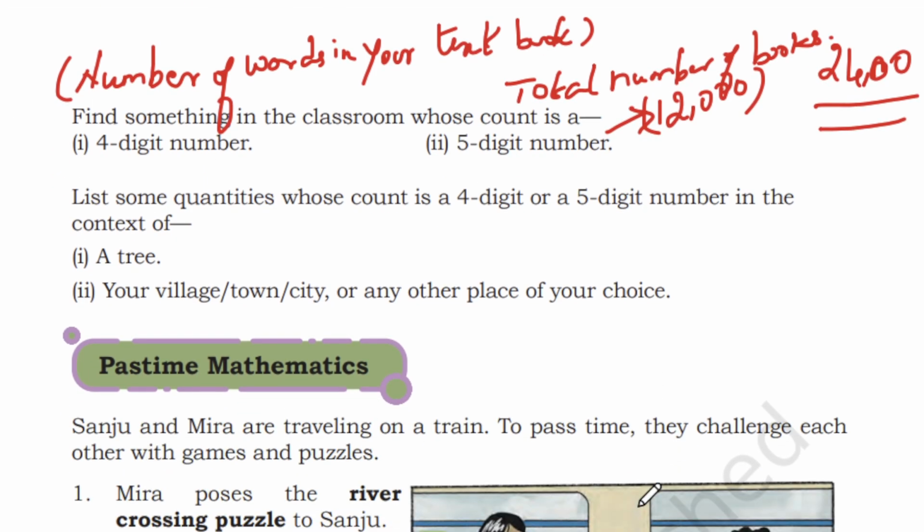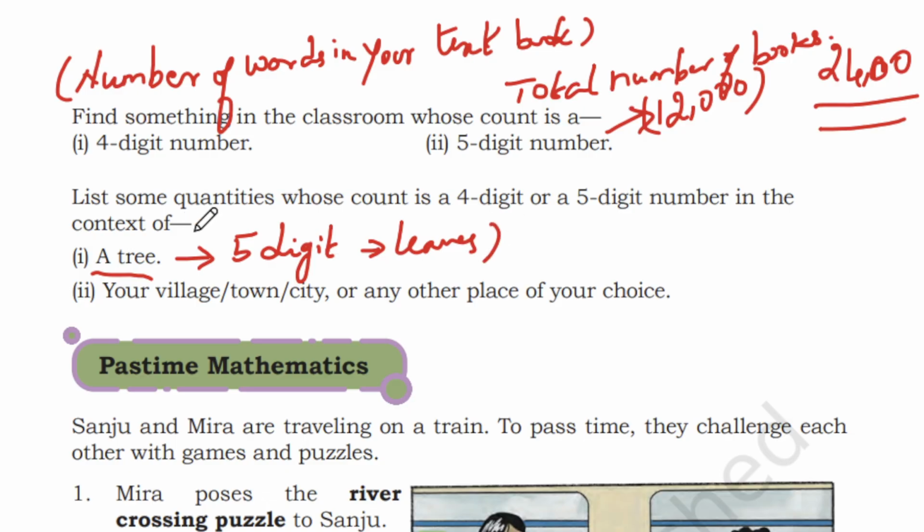Okay. Next, list some quantities whose count is a 4-digit or 5-digit number in the context of a tree, your village, town, city, or any other place of your choice. Okay, now let's take trees. For trees, for 5-digit numbers we can write leaves, because leaves will be more than 4 digits. So 5-digit leaves.